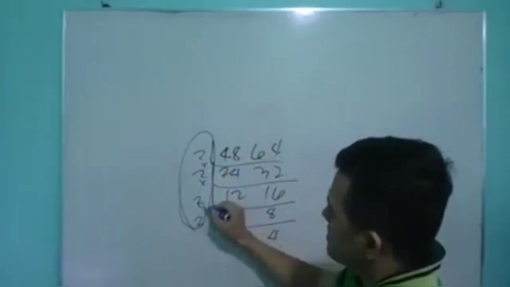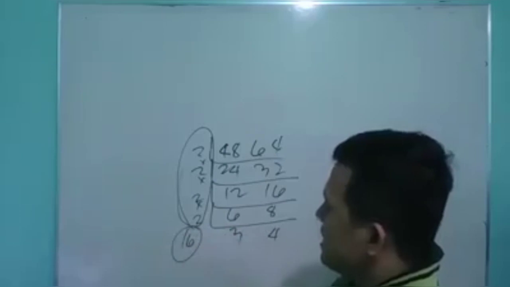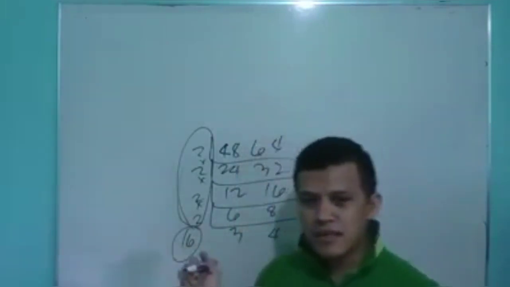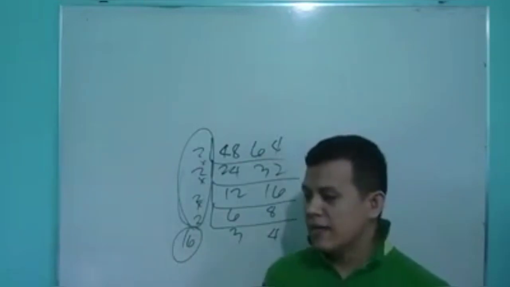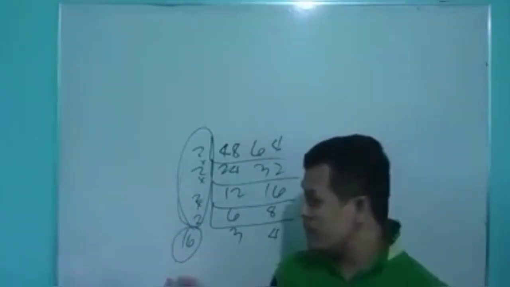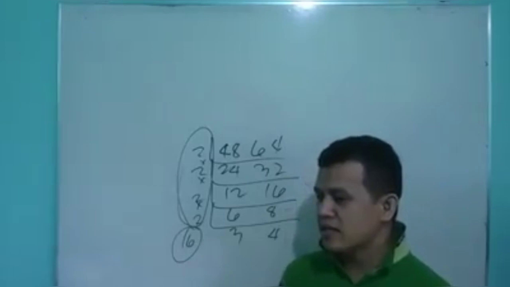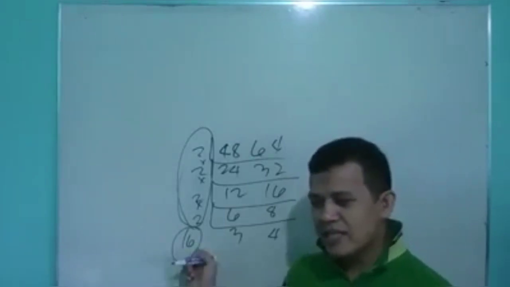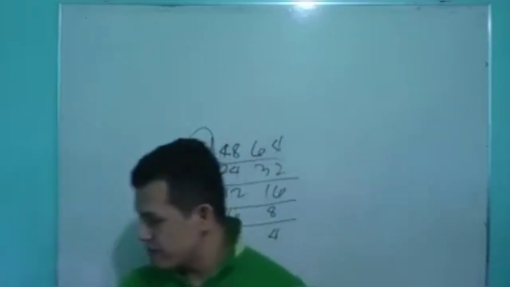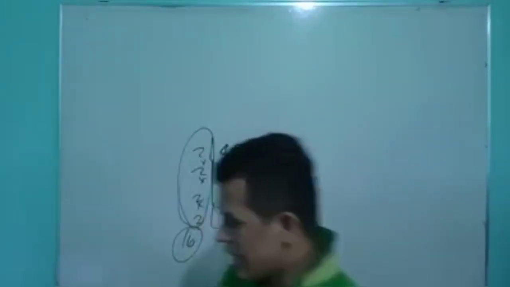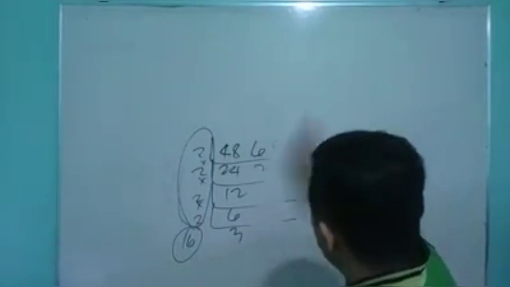So these are the common factors. 2 times 2 times 2 times 2, that is 16. Okay? So this is the greatest factor, or greatest integer, that can evenly divide 48 and 64. 48 divided by 16 is 3, and 64 divided by 16 is 4. Okay? There you go. So the answer there is 16.